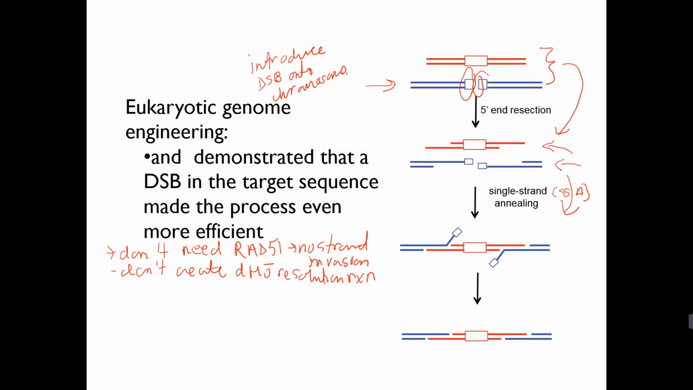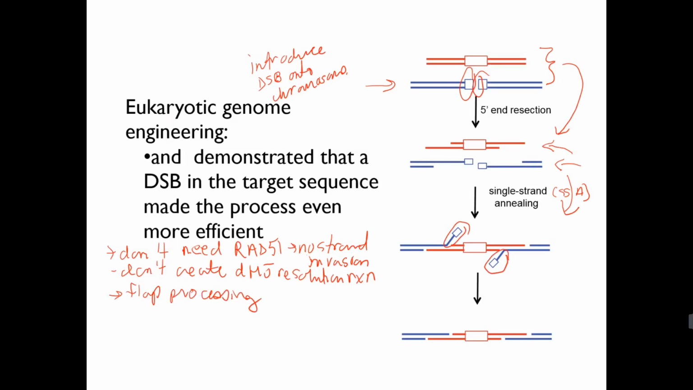And all you need to do really is a bit of flap processing. So you need flap processing, and it's essentially getting rid of these regions right here. And then the whole thing becomes ligatable. So the whole process works at a very high efficiency.